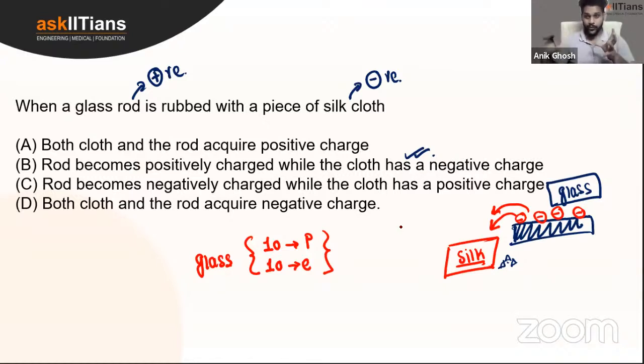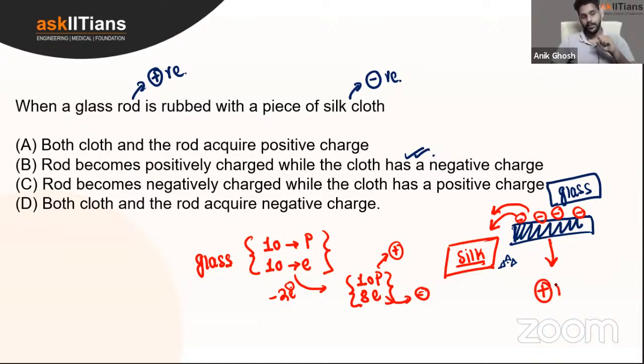Suddenly, when we rub it, electrons are moving out. So let's say 2 electrons went away. What would be the charge of that glass rod now? Right now we have 10 protons and 8 electrons, isn't it? Protons are positively charged particles and electrons are negatively charged particles. So what would be the overall charge of that glass? It would be positive, isn't it? So the glass rod would become positive in this way.